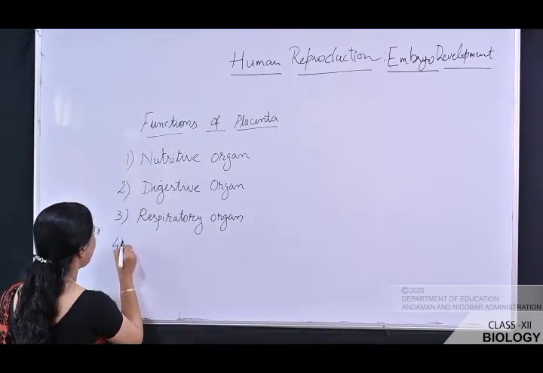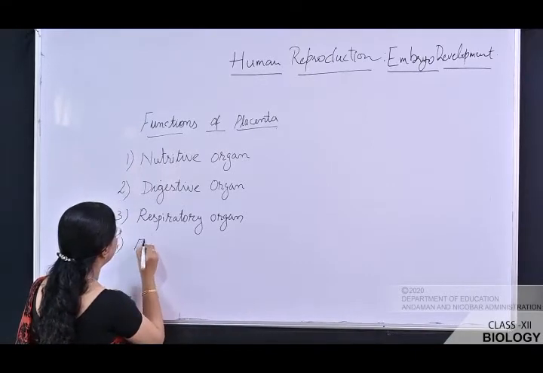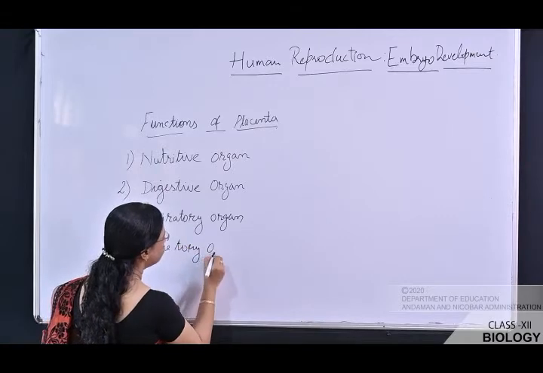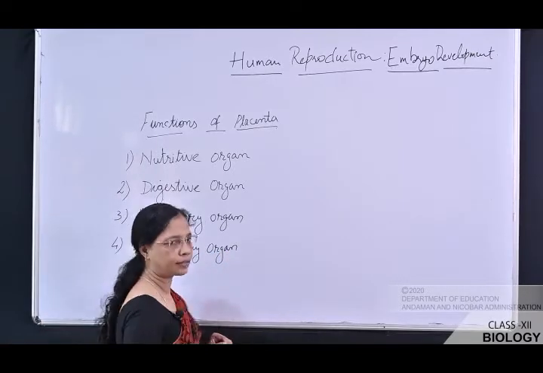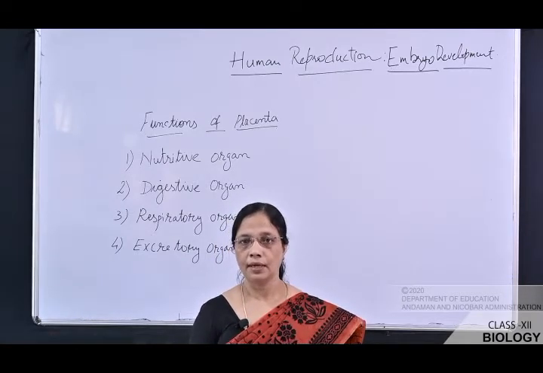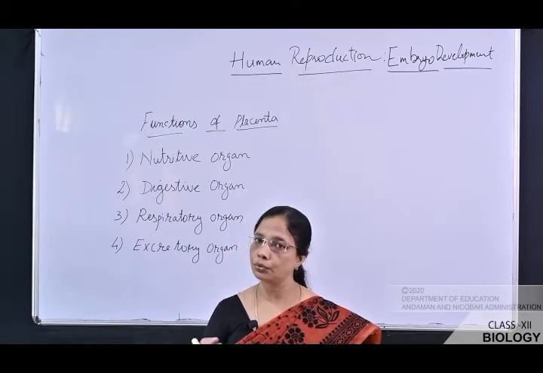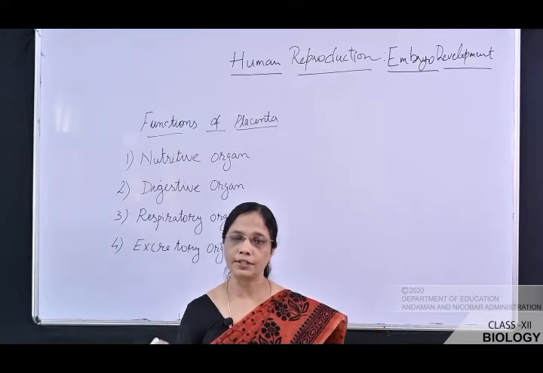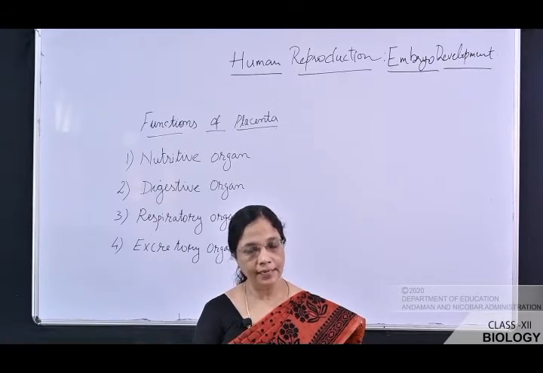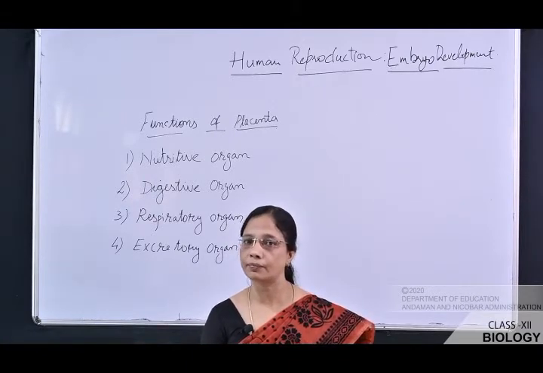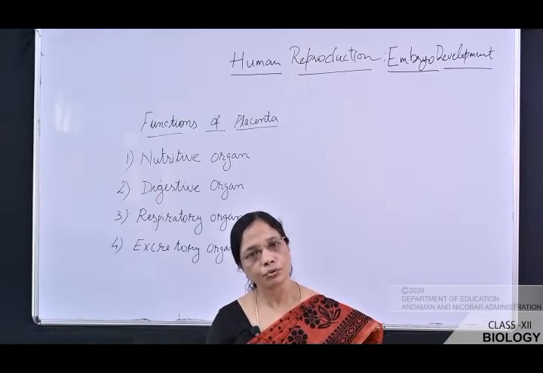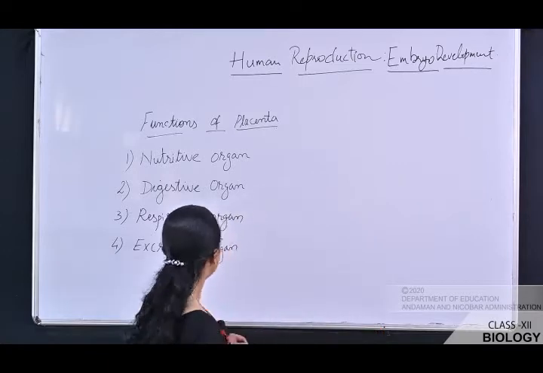Fourth, it acts as an excretory organ. How does it act as an excretory organ? The fetal blood produces nitrogenous waste like urea. This urea is removed from the fetal blood into the mother's blood through the placenta. Again, this nitrogenous waste is eliminated from the mother through the kidney.